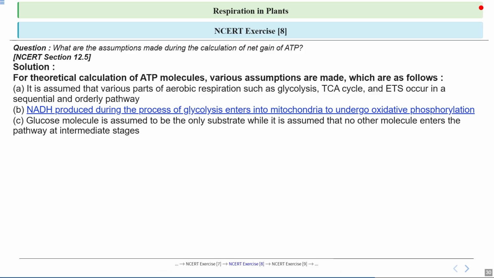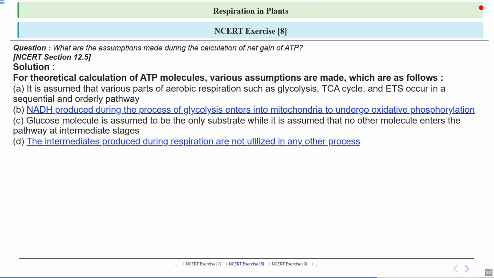The next assumption is that glucose molecule is assumed to be the only substrate, while no other molecule will enter the pathway at intermediate stages. So the only substrate entering the cycle is glucose molecule, and there is no other molecule that will enter at any other intermediate stages. And the fourth assumption is that the intermediates that are produced during respiration will not be utilized in any other process. So these are the assumptions that are made for theoretical calculation of ATP molecules.